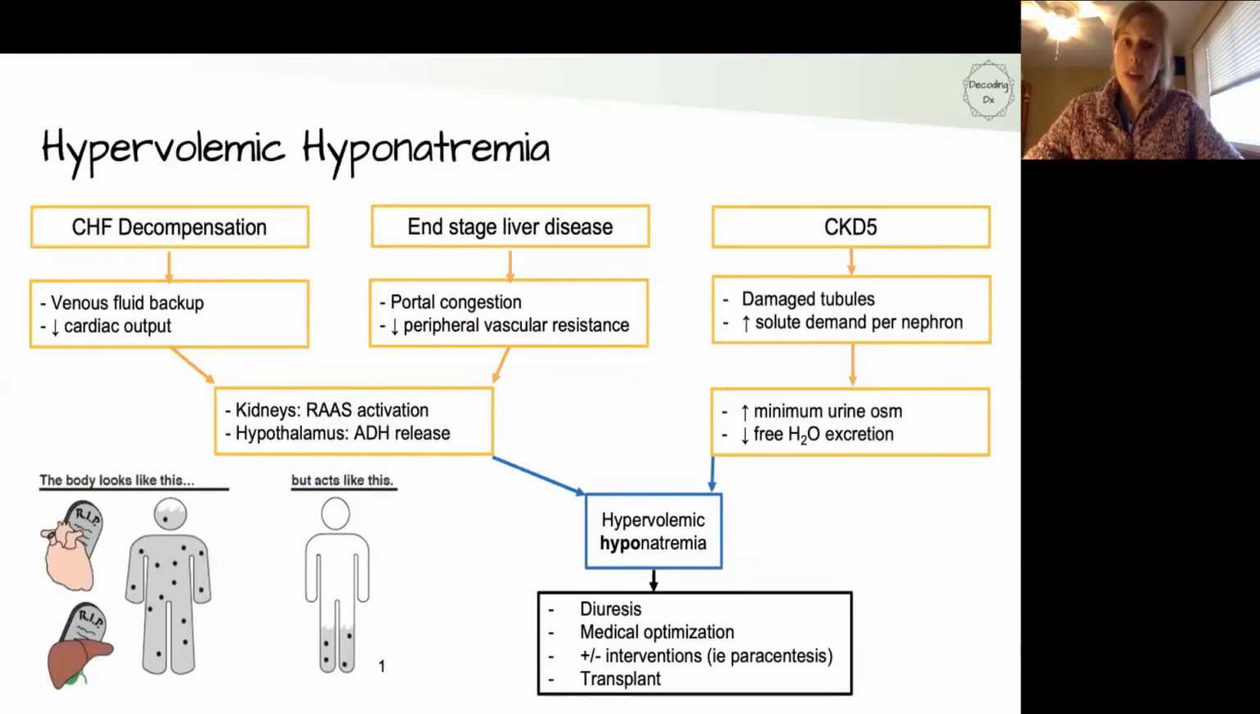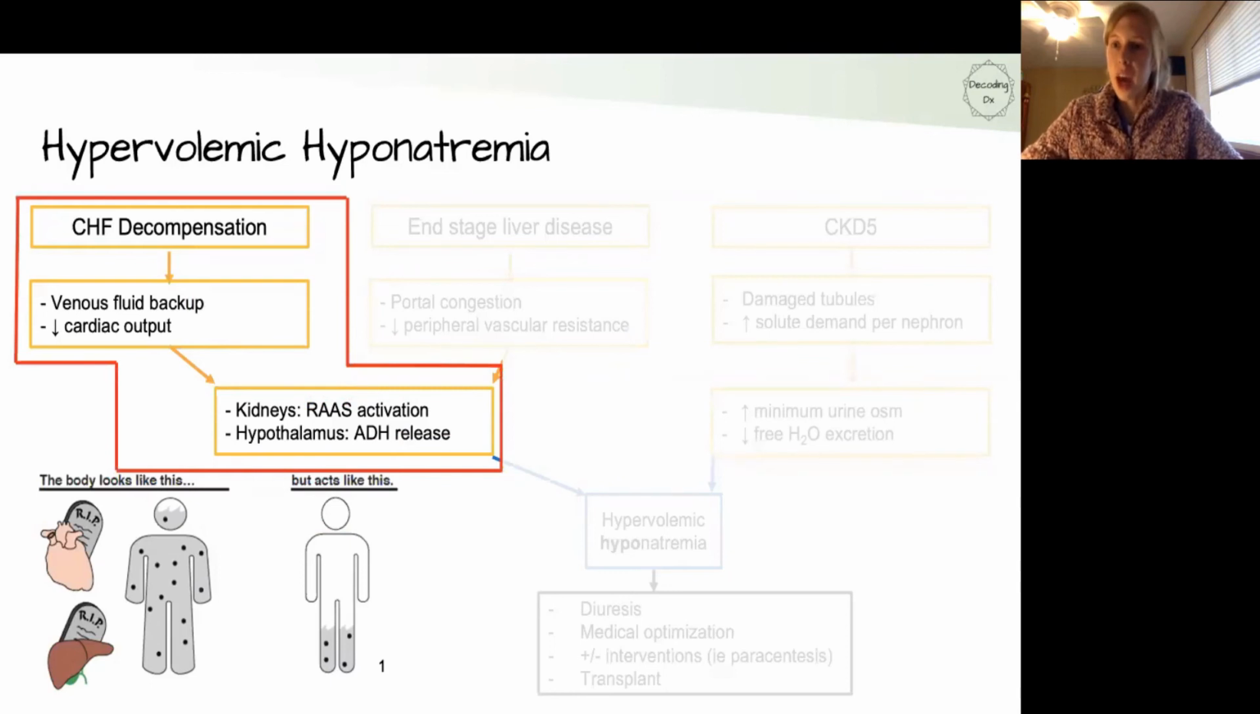Finally, we get to hypervolemic hyponatremia. This is a pretty intimidating slide, so we're going to take it in chunks. Starting off, we have decompensated congestive heart failure. With CHF exacerbation, we get fluid back up into the venous system, which causes a low cardiac output because oftentimes the heart is preload dependent in CHF.